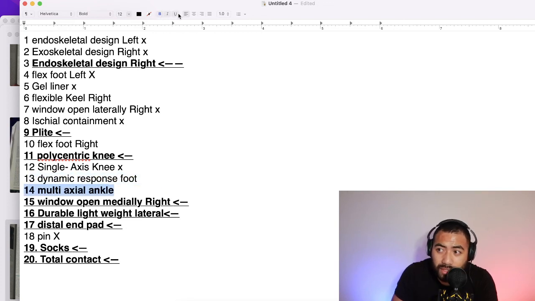She works construction. She's going up and down hills. She wants to exercise. She's an active person. Her goals meet what we just said. So multi-axial will be able to adapt to the surfaces.